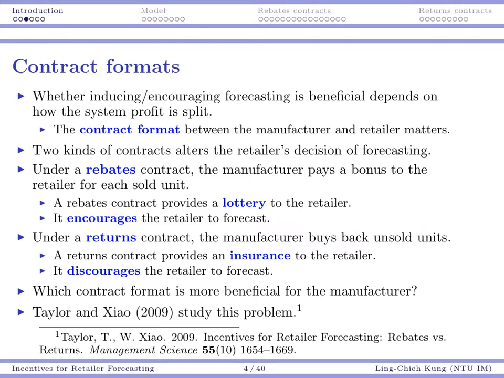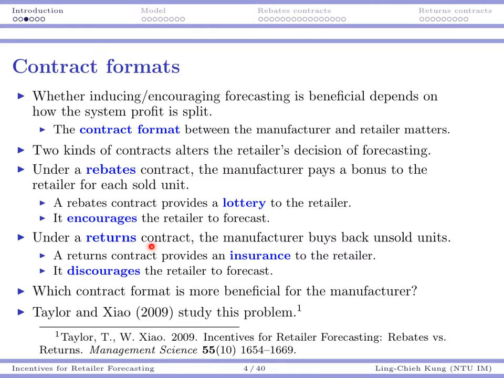That means a rebate somehow encourages the retailer to do forecasting, right? Because by using a rebate contract, you are requiring your agent, your retailer, to become more accurate, because the risk of facing a supply-demand mismatch becomes higher. So once we offer a rebate contract, basically the retailer will have more incentive to do forecasting.